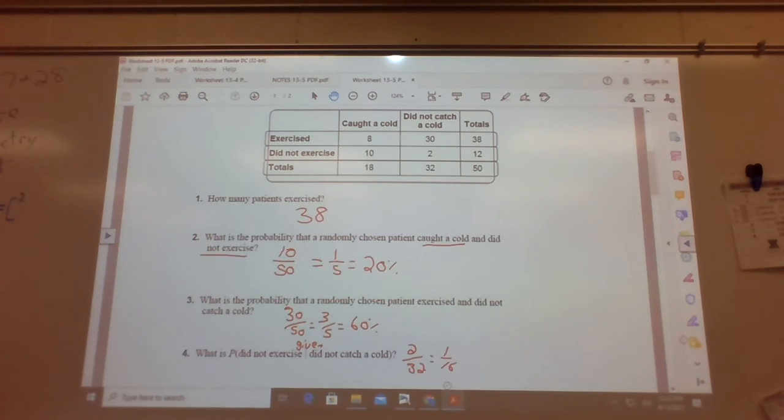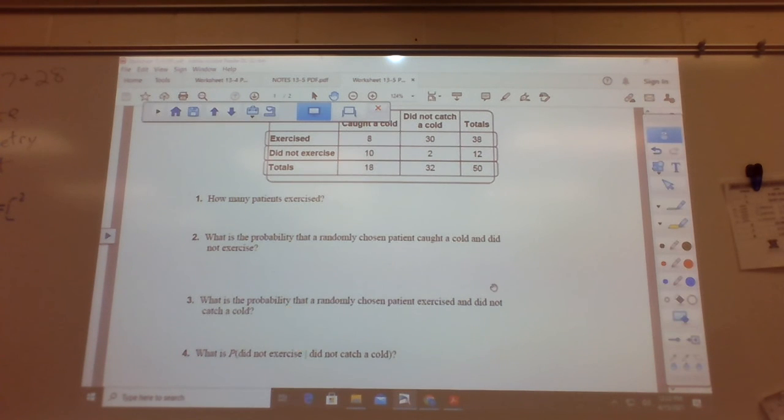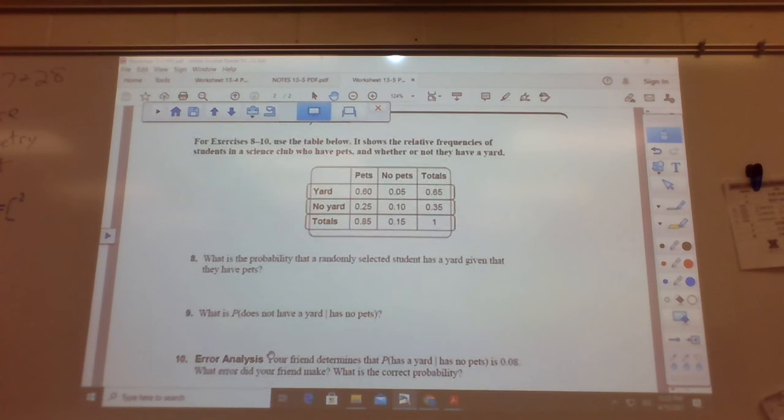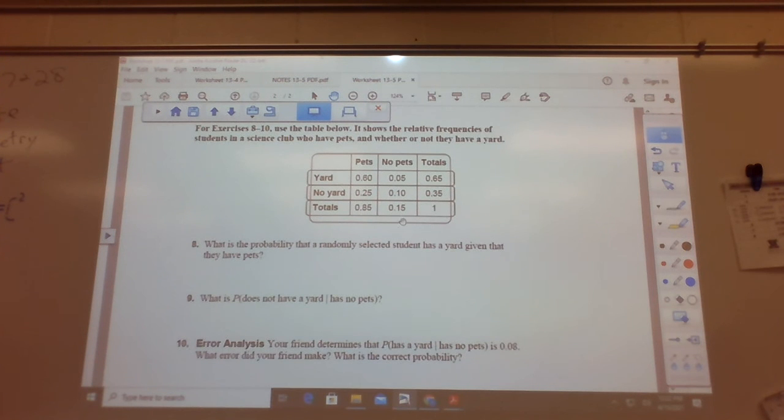Now, let me kind of scroll through here. Everybody okay in this first 4? 5, 6, 7, basically the same thing. They give you a chart, answer the questions. Read the questions carefully. 8, 9, and 10, they have decimals up here as opposed to straight numbers, but you're still going to do it the same way. So you're still going to come up with a fraction. But because the fraction has a decimal on top, decimal on bottom, just go ahead and divide and get one decimal. You can't really reduce the fraction because there are decimals, but you're still going to set it up the same way.